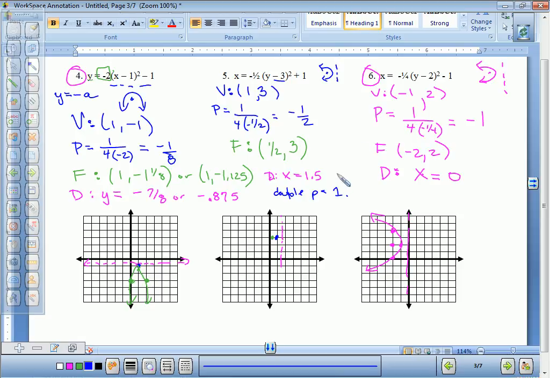So we go up and down 1 unit. 1 unit up from the focus. 1 unit down from the focus. And there we go.